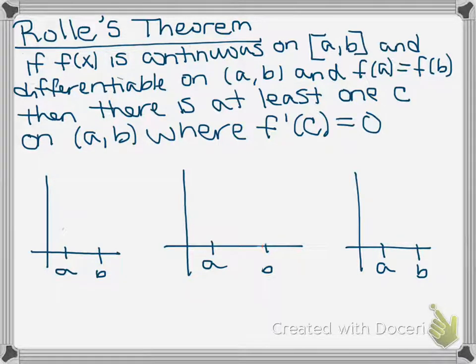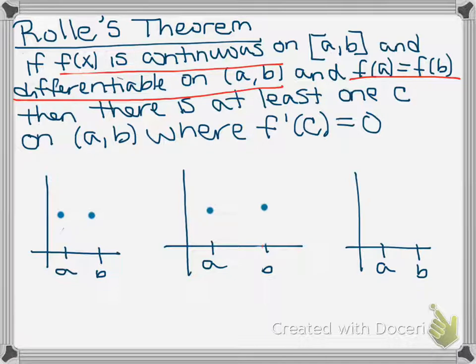If f of x is continuous on the closed interval AB and differentiable on the open interval AB, and if f of A equals f of B, then there is at least one C on AB where f prime of C equals 0. So let's take a look at these couple graphs down here.